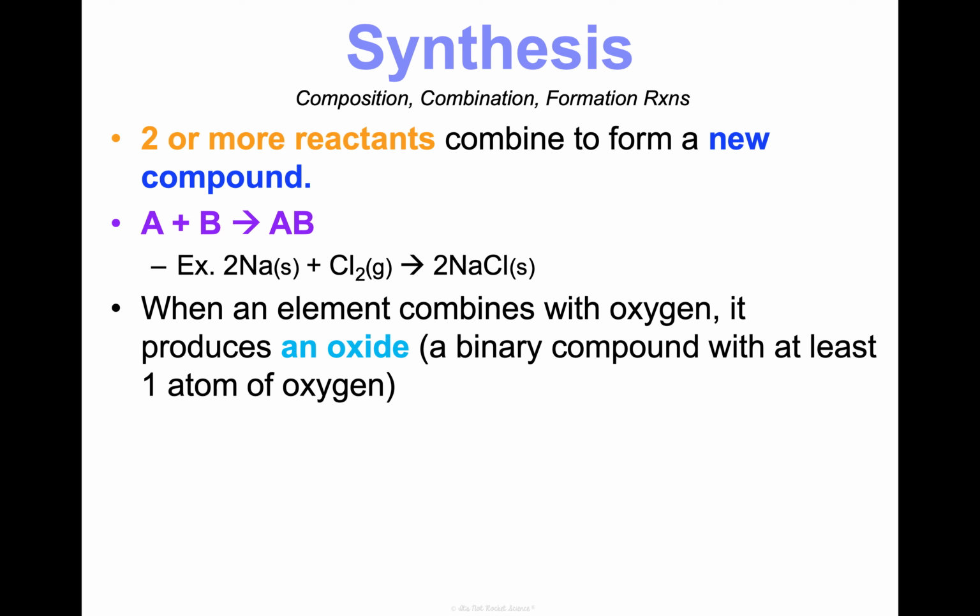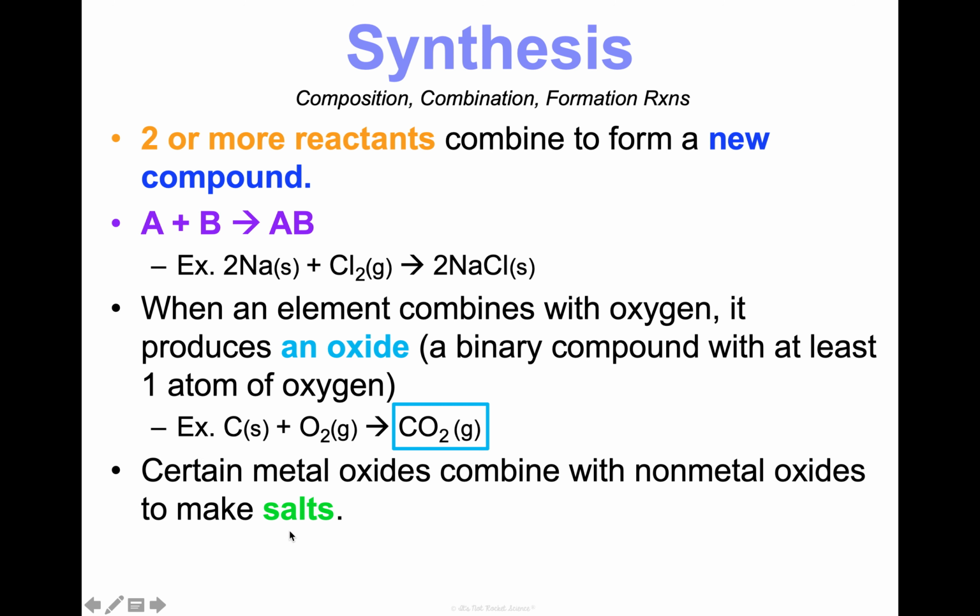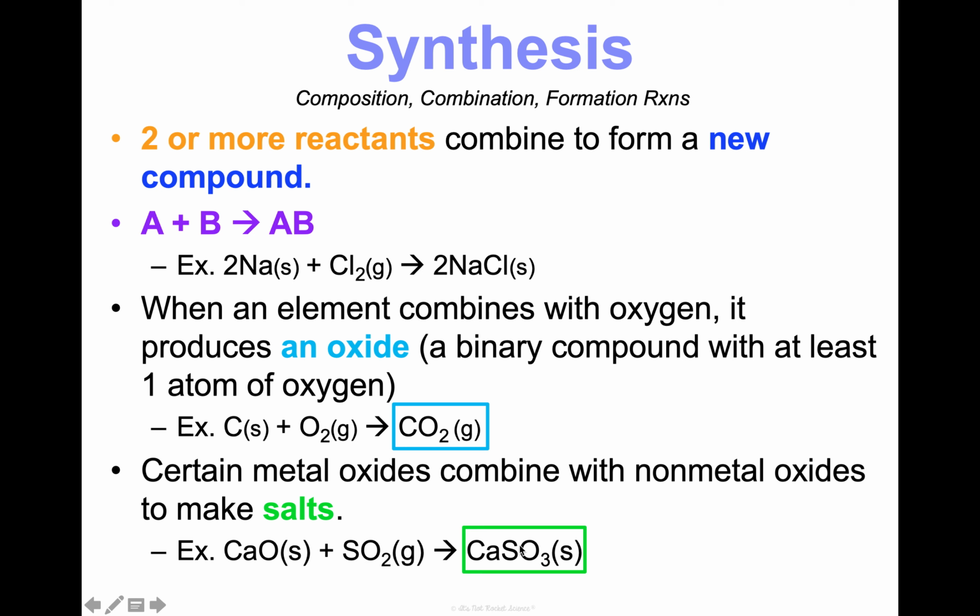When an element combines with oxygen, so when oxygen is one of our reactants, it's going to produce an oxide, which is a binary compound with at least 1 atom of oxygen. For example, when solid carbon reacts with oxygen gas, it makes carbon dioxide. That's our oxide here. Now, if certain metal oxides combine with non-metal oxides, they can make salts. Calcium oxide reacting with sulfur dioxide makes calcium sulfite, which is a salt. That's another thing you can look out for.